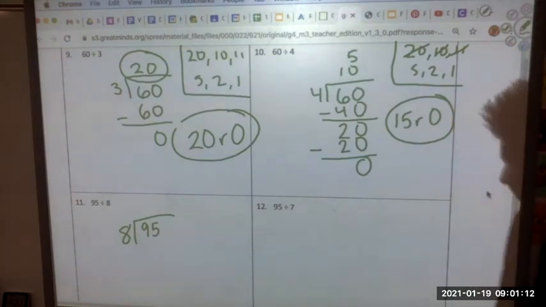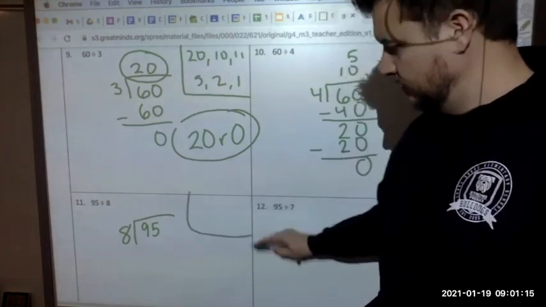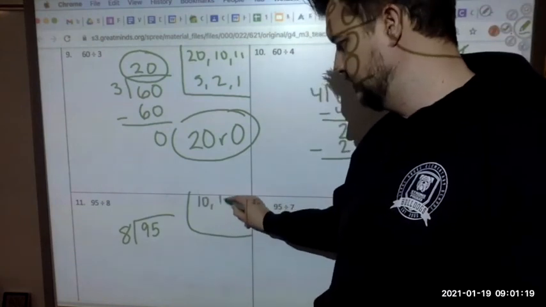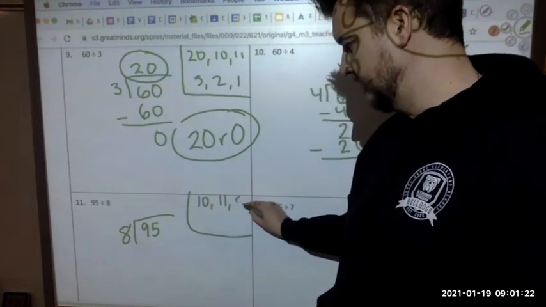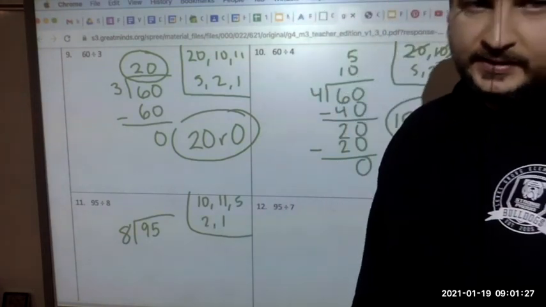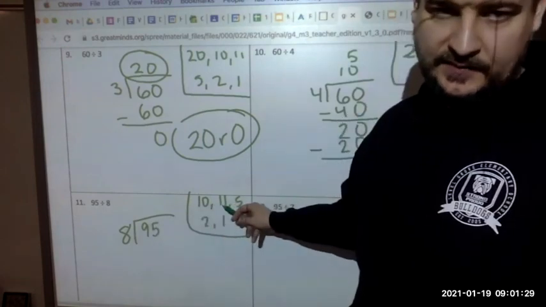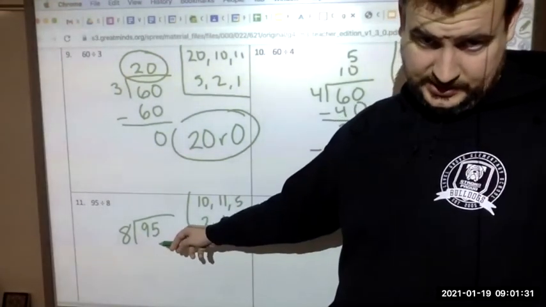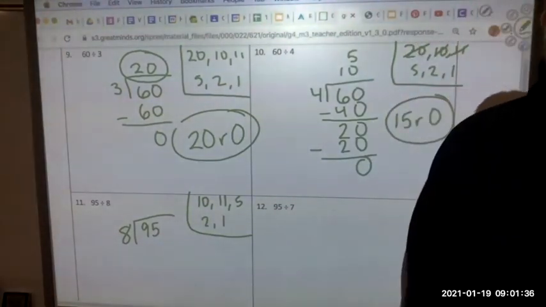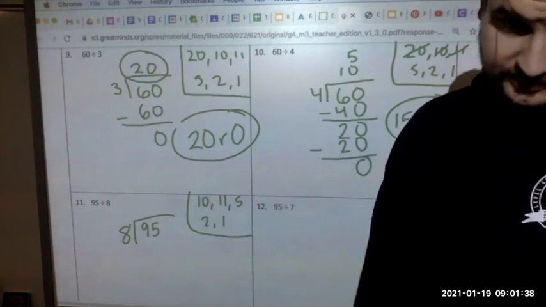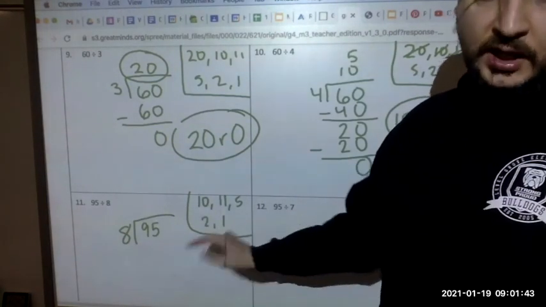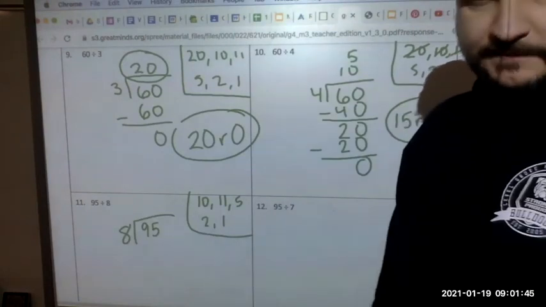All right, looking at problem number 11. You're going to set this one up. So pick friendly facts that you know. I know my 10s, I know 11s, I know 5s and 2s and 1s. If you did 8 times 11, you would get 88, which is less than 95, and that would get you really close. So I'd recommend that one, but if you want to do 10s to keep it nice and round, you can do that too. All right, I want you to pause the video and work this one out, and we'll go over it.